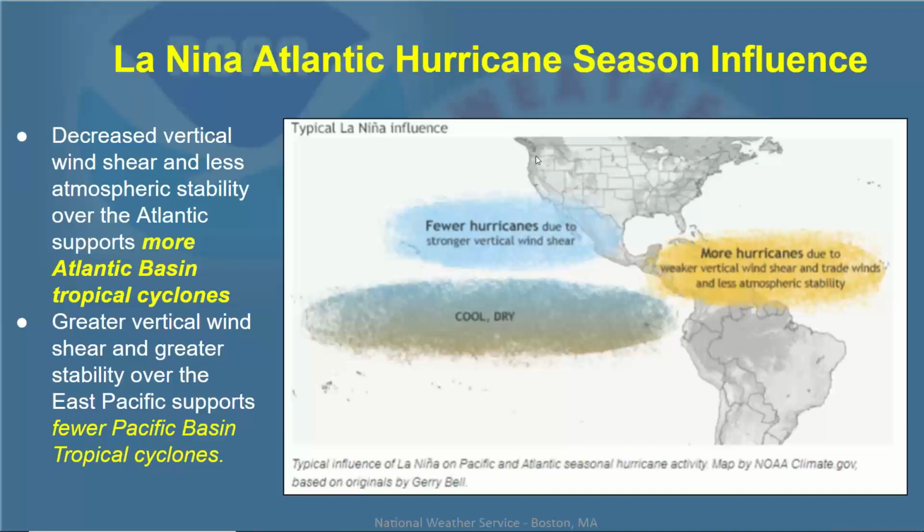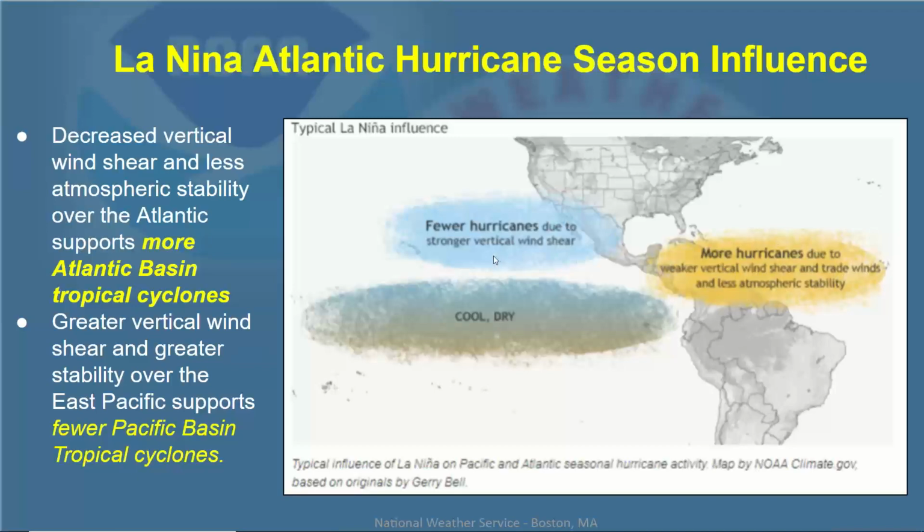Remember, vertical wind shear is the change of wind direction with height. So if you have stronger wind shear, these thunderstorms are not going to be able to organize. They're going to get ripped apart. So if you want to have a hurricane, you want to have weaker vertical wind shear. And that will support, again, with the La Nina influence, more hurricanes over the Atlantic basin.